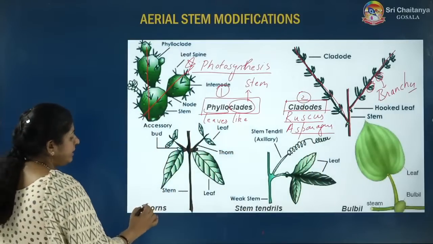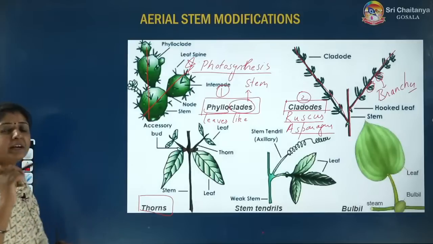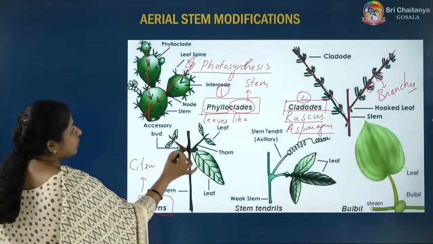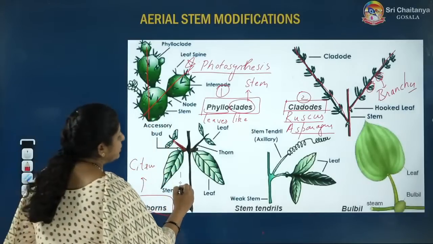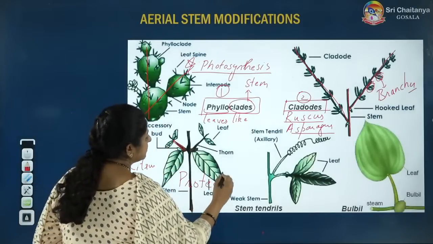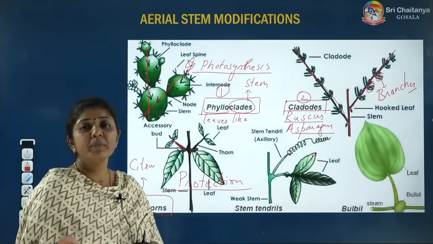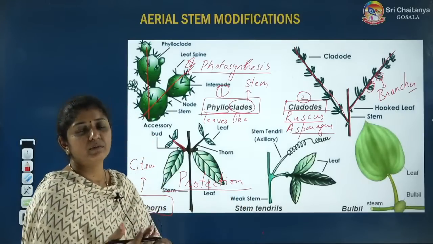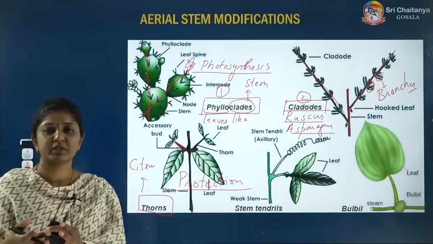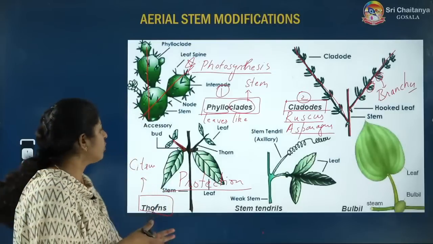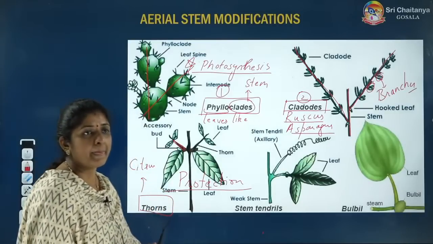Next is what thing? Thorns. Just now I told you the example in the beginning of citrus, right? That are having thorns. Now what is the function of thorns here? You asked me there. Protection. Right? They will protect the plant from grazers. Right? This is a function which is not actually the primary function of stem. It is performing a function other than that. That's why you call it modification.